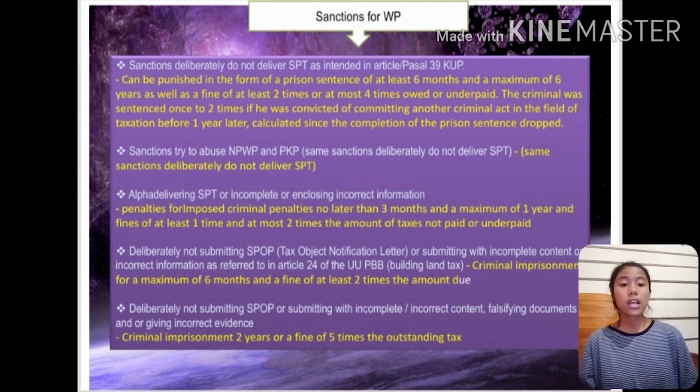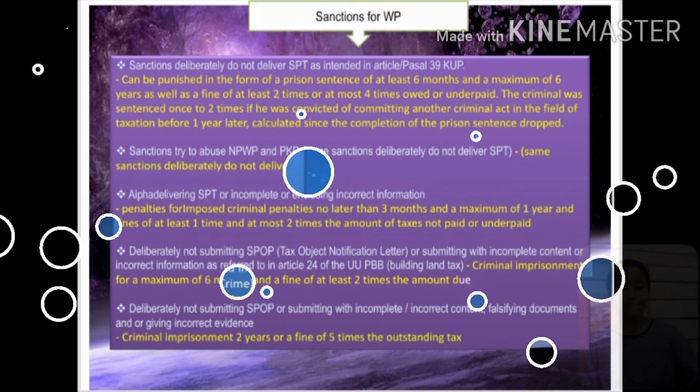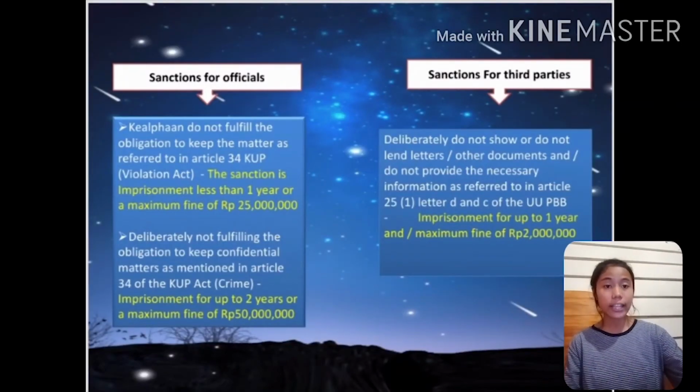And the last is deliberately not submitting SPOP or submitting it with incomplete or incorrect contents, falsifying documents, and or giving incorrect evidence. The sanction is criminal imprisonment of 2 years or a fine of 5 times the outstanding tax. Okay, next, the second is sanction for officials.